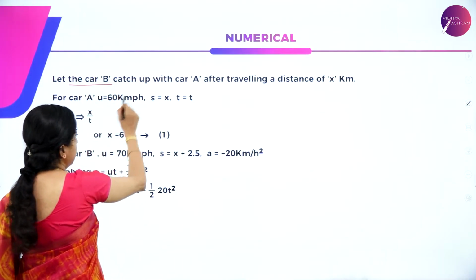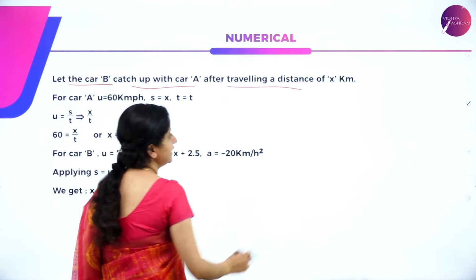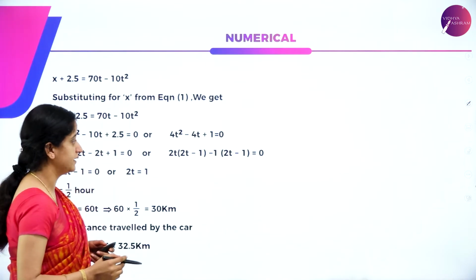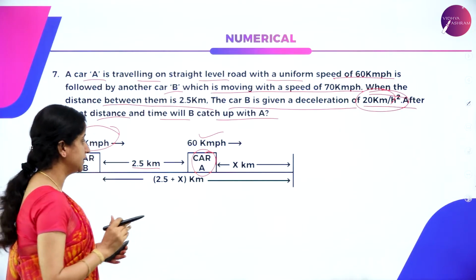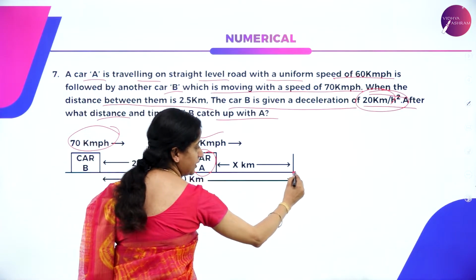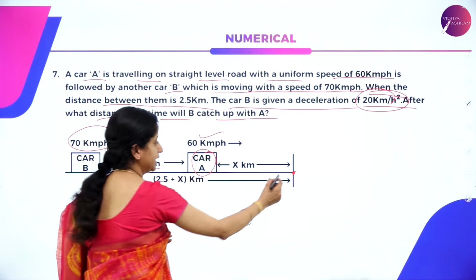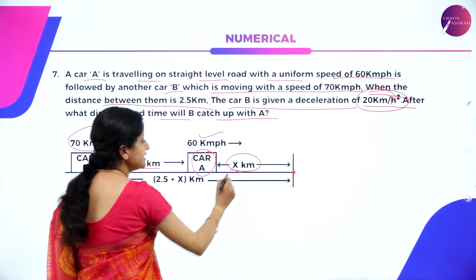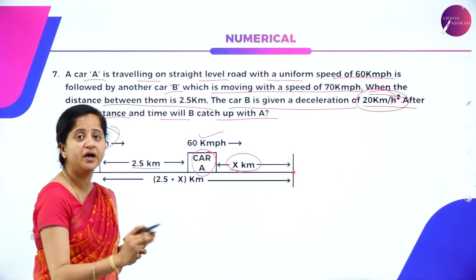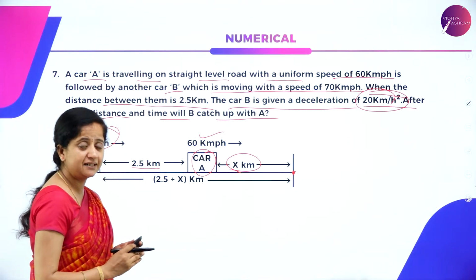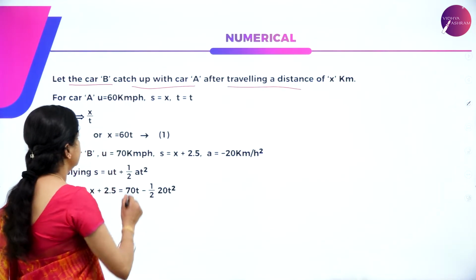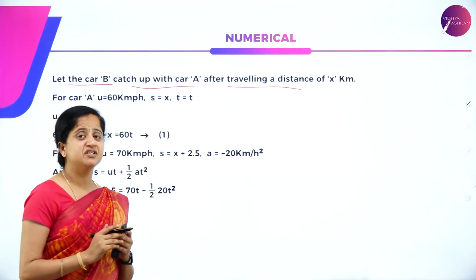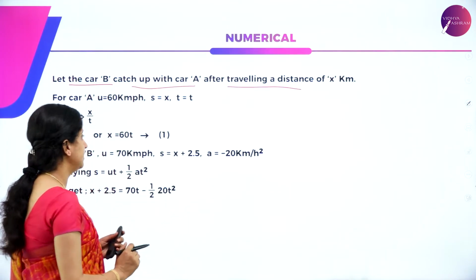Let car B catch up with car A after traveling a distance of x kilometer. We don't know what the distance is. We have to find the distance at which they catch up together. So let us consider this point where they meet up together, and call it x kilometer. Since we have no idea of the distance where exactly they meet, we are going to find it out. So let us consider that B catches up with car A after traveling a distance of x kilometer.